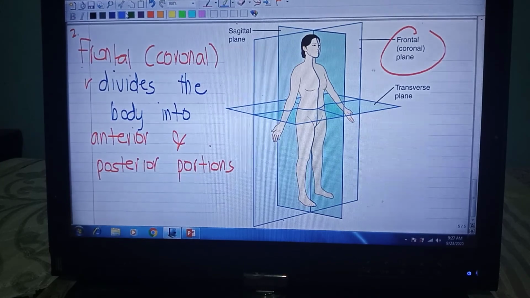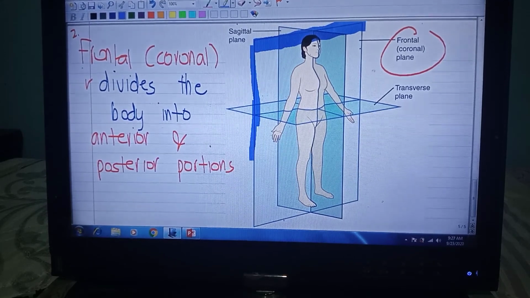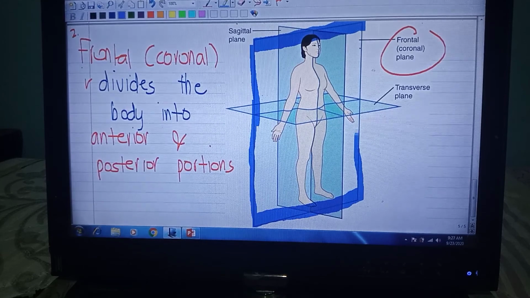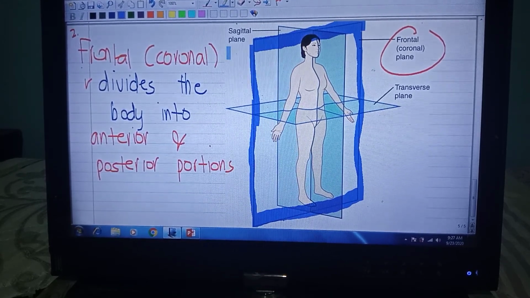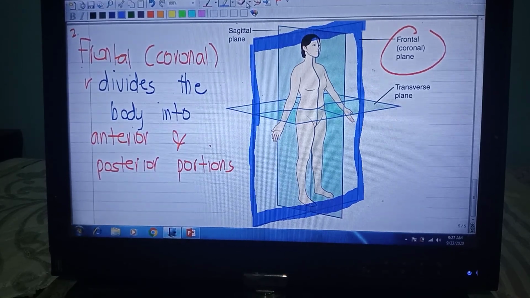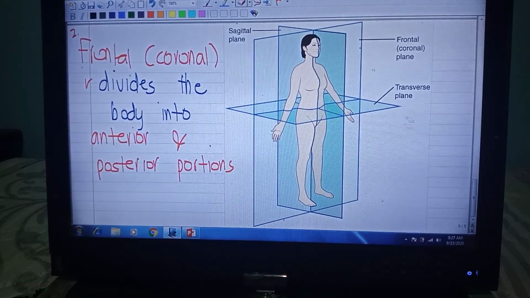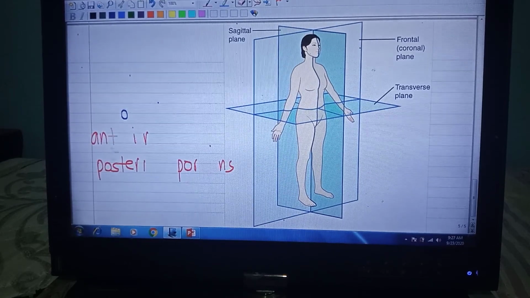Next, ito yung frontal. Dinidivide niya ang portion ng body into anterior and posterior. Ito yung harap, dun yung likuran. Yun yung frontal na tinatawag natin. And we have your transverse. Buburahin ko lang class.